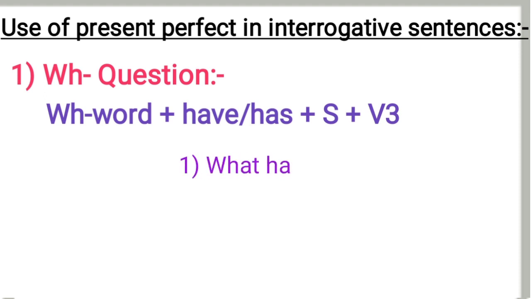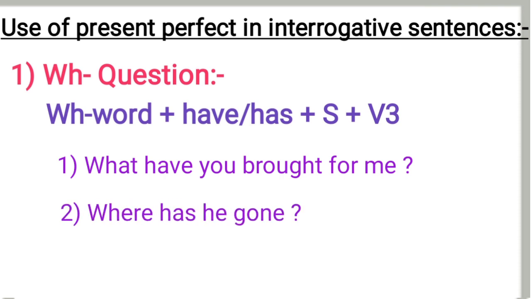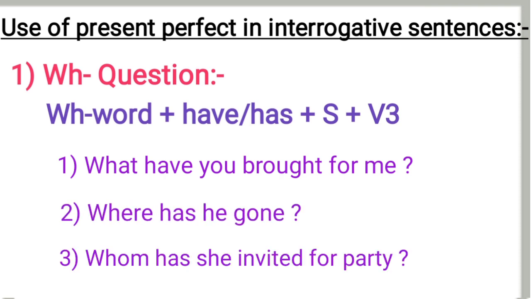Okay, let's have some examples of it. First example, what have you brought for me? Second example, where has he gone? And third example, whom has she invited for party? So you can see that I started every question with a WH word like what, where and whom. After the WH word, I am using either have or has and it just depends on the subject.